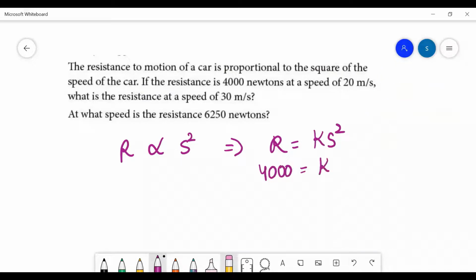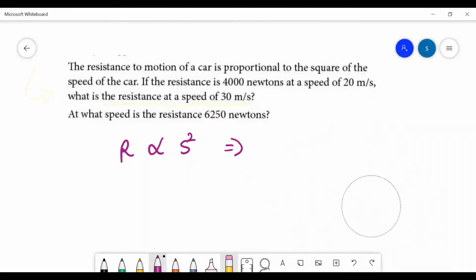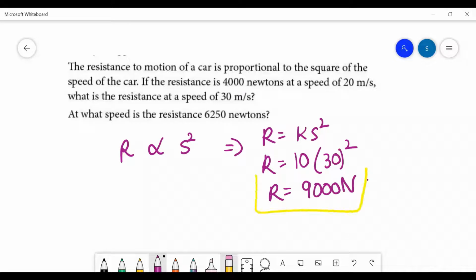R equal to 4000 newtons equal to K into speed, which is 20 squared. So that would be 4000 equal to K into 400. So that means K equal to 10. So we just found out the value of K, which is the second step. Use it to find the resistance at a speed of 30 meters per second. So let me just write the equation again. Resistance equal to K, we just found out to be 10, and speed is 30 meters per second, so square. So R equal to 9000 newtons.